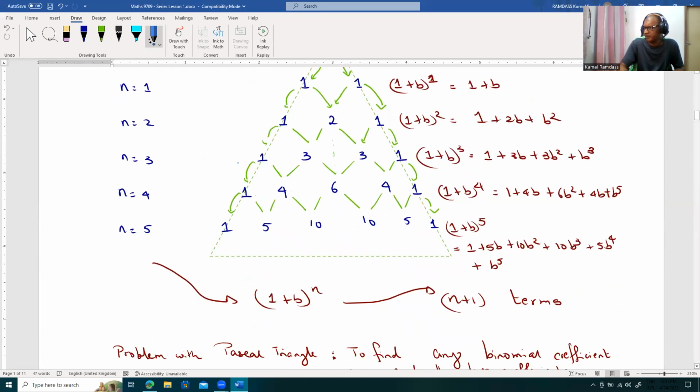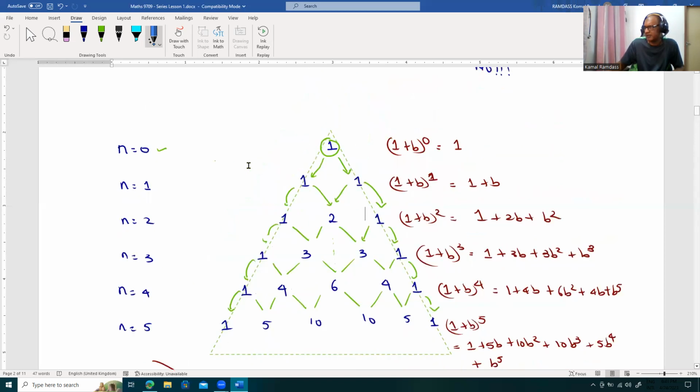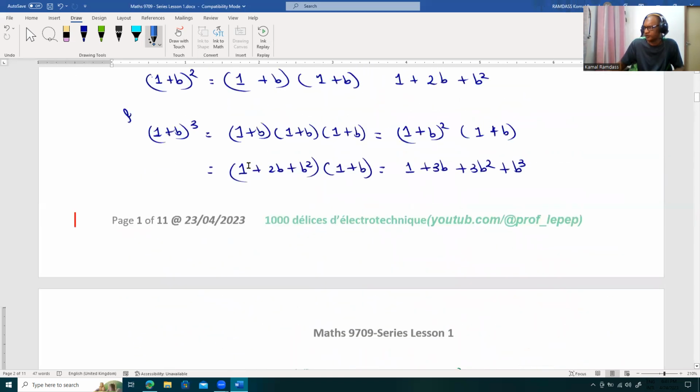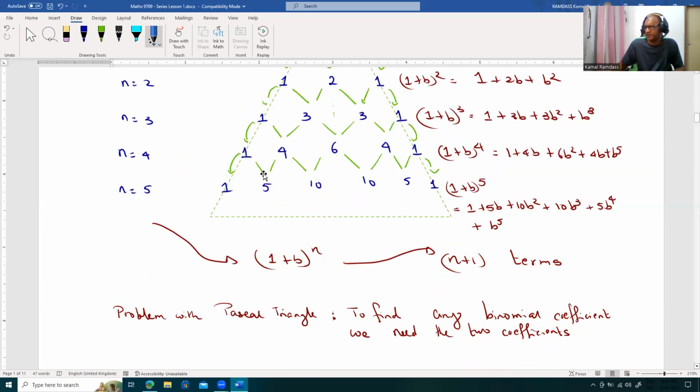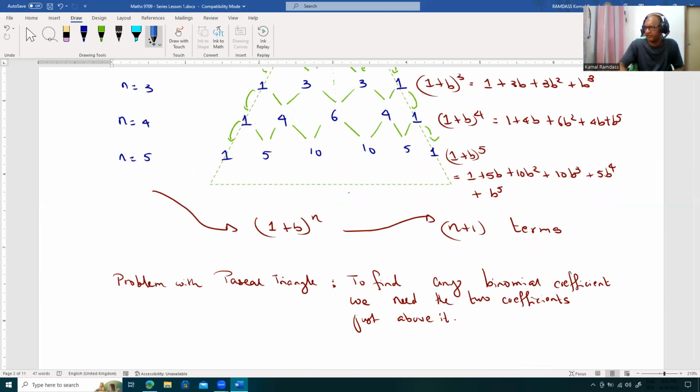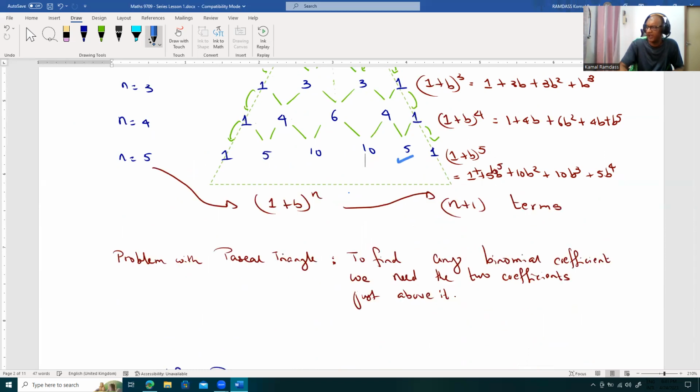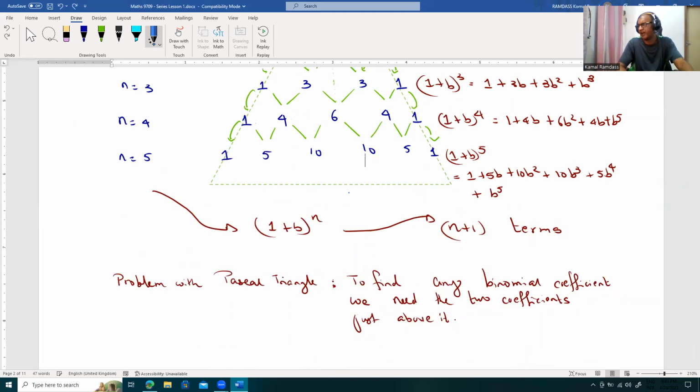1 plus b to the power of 3. We gain 1 plus 3b plus 3b square plus b cube. Et ça même, on gagne dans le mot exhaustive expansion. OK? Et 1 plus b to the power of 5, c'est 1 plus 5b plus 10b square plus 10b cube plus 5b to the power of 4 plus b to the power of 5.